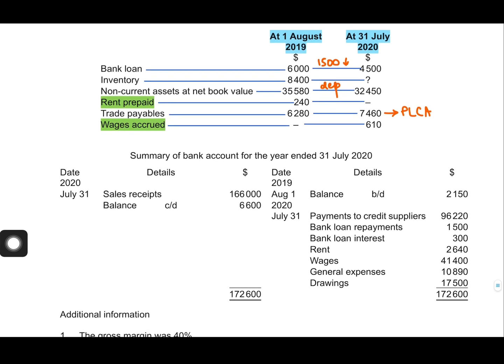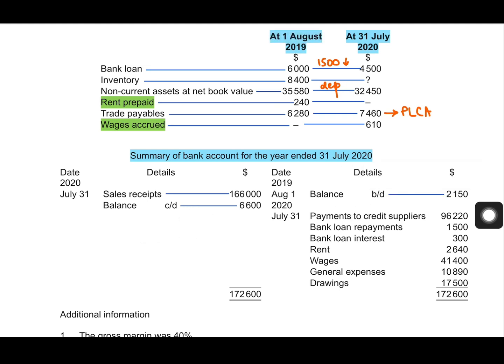After the opening and closing balances, we are given with the summary of bank account for the same year. Now what is happening on the debit side? We have sales receipts amounting to 166,000 and balance c/d. Okay, so balance c/d is on the debit side and the balance b/d was also on the credit side. So this means that there is an opening overdraft and closing overdraft as well, right? So business is going through some liquidity issues, financial issues. That is why its bank has an overdraft, negative balance.